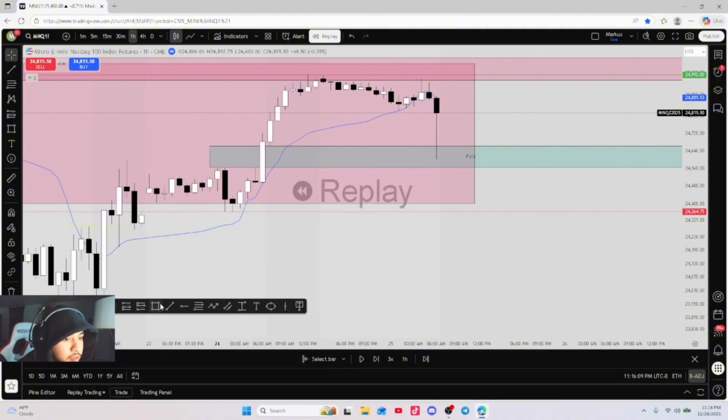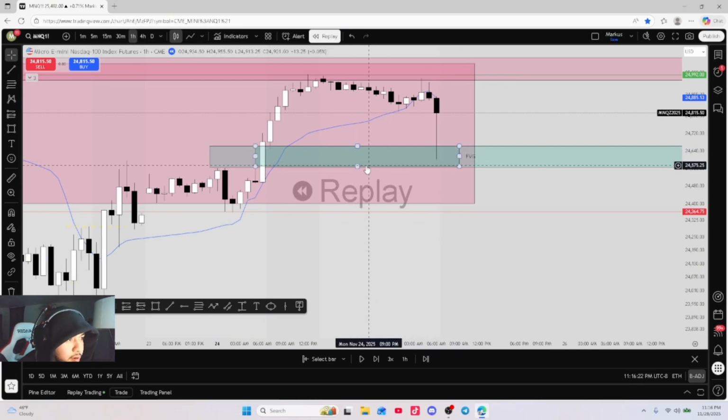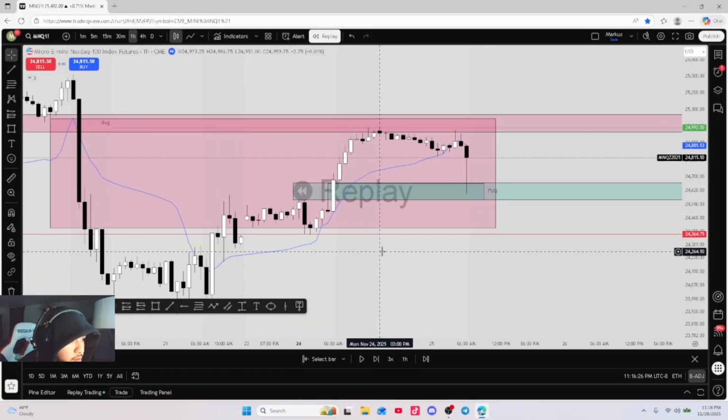As you can see, we also have this 1-hour FVG, which is right there. Now we drag it across. This 1-hour FVG is inside this 4-hour FVG. So that's two confirmations that we're bullish.